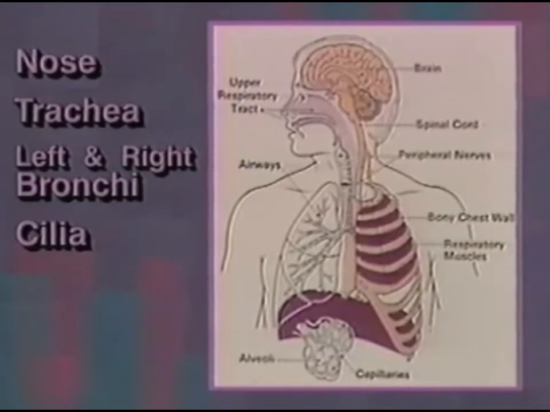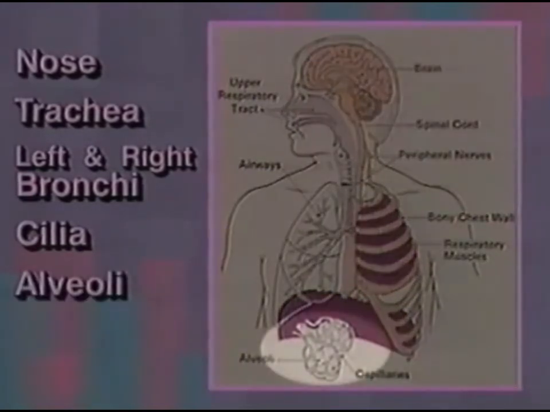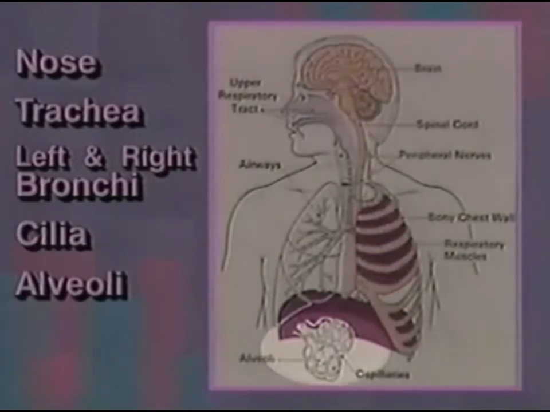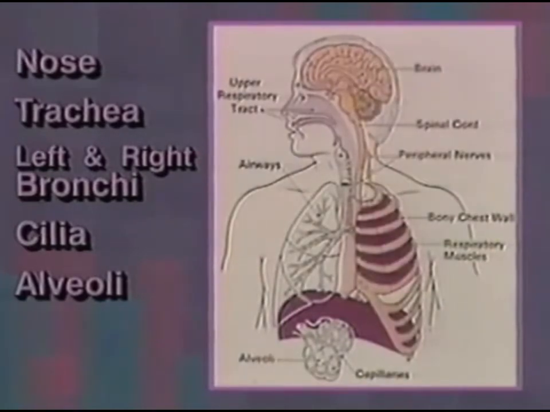The right and left bronchi further subdivide into smaller bronchi, which terminate in tiny air sacs called alveoli. There are around 300 million of these alveoli, which are pictured here as an enlargement below the diaphragm. These air sacs make up the oxygen exchange surface of the lung.